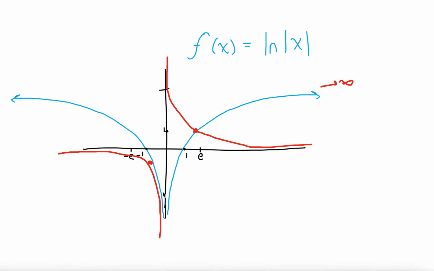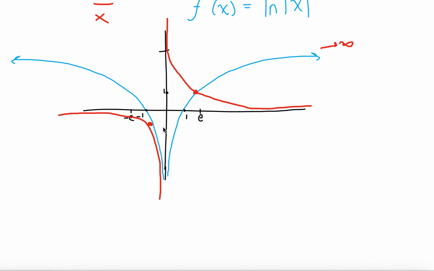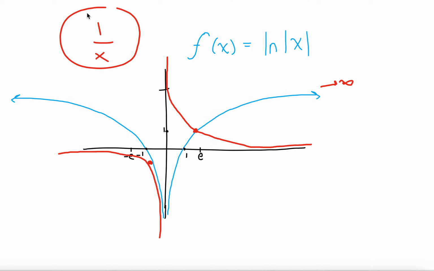But wait a minute, this function looks a lot like the function 1 over x. And indeed, you will prove later on in your calculus course that the derivative of the log of absolute value of x will be the function 1 over x. But visually looking at this function, it's not obvious until you start estimating the tangent lines. And that's a very cool fact.